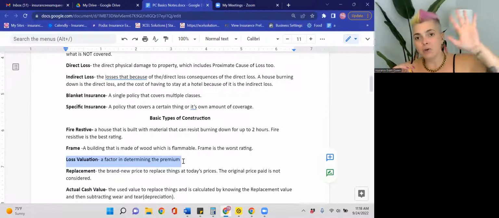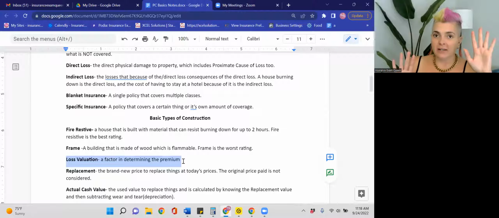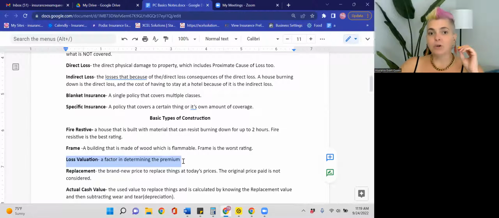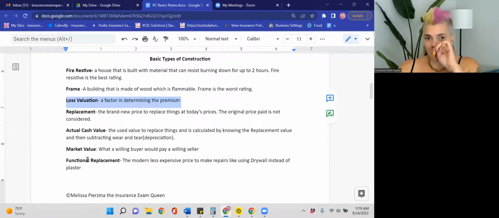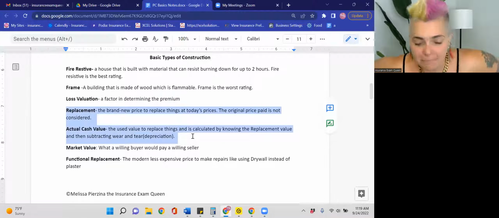The more money you want me to pay after the claim happens, and replacement means you're going to have to pay me more money because that's a brand new value, the higher your premium is going to be. But if you want the used value of your items, the driven-off-the-lot value, then your premium will be lower. So loss valuation is a factor in determining the premium. Now, we've already been talking about these, but we're going to dig a little bit deeper into them.